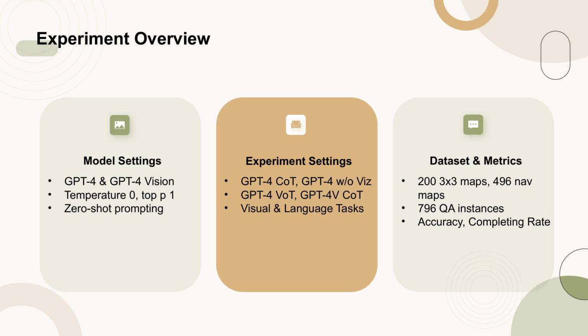The datasets used included 203 by 3 maps for natural language navigation, 496 navigation maps, and 796 QA instances for visual tiling tasks. Metrics such as accuracy and completing rate were used to evaluate the performance of these models. The results indicated that GPT-4 VOT significantly outperformed other settings, highlighting the importance of visual state tracking in complex tasks.